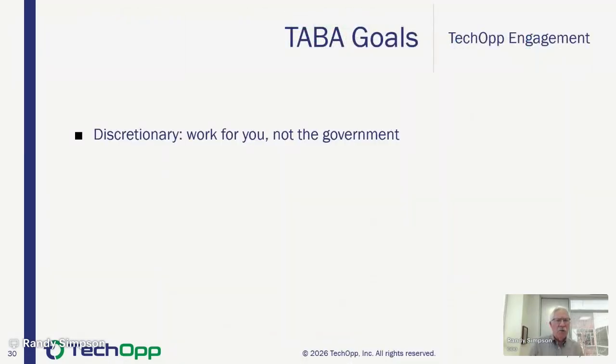So what are the overall goals, at least what we have determined to be goals from working? We've done probably 1,500 of these projects. It is discretionary, and that word means that we work for you. We don't work for the government, which is good news, I think.